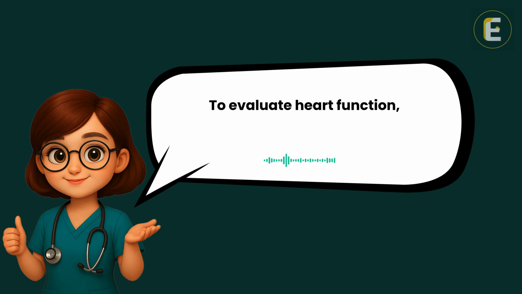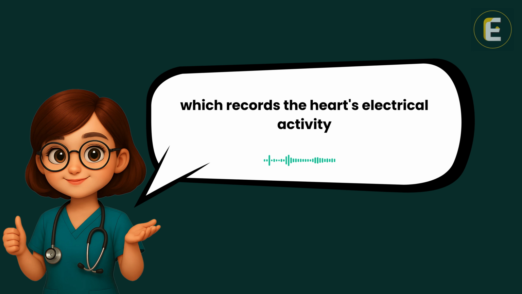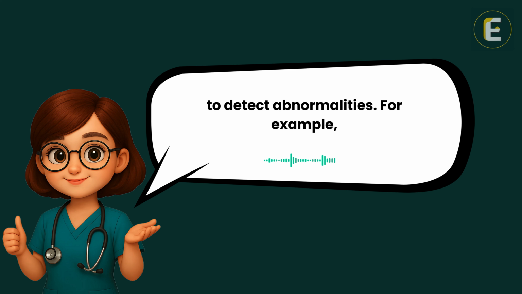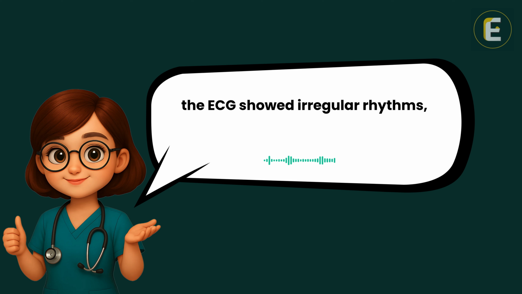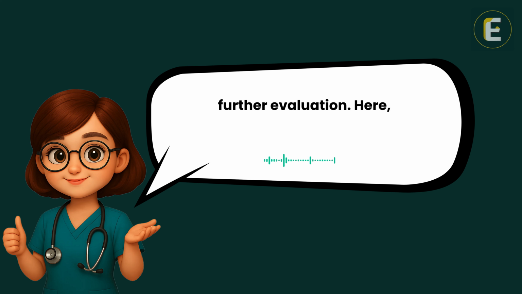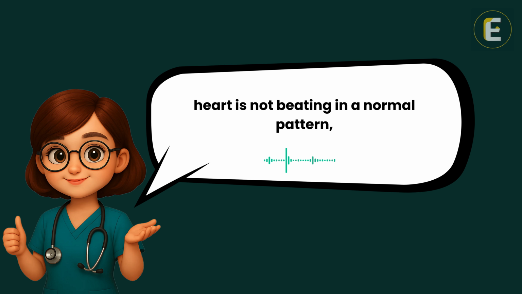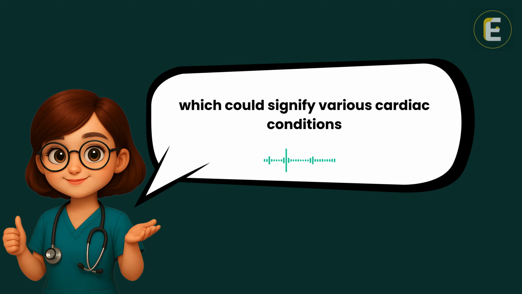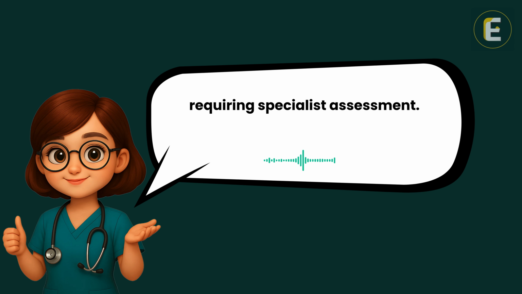To evaluate heart function, you'll frequently use an electrocardiogram, ECG or EKG, which records the heart's electrical activity to detect abnormalities. For example, the ECG showed irregular rhythms, so we're referring him to a cardiologist for further evaluation. Here, irregular rhythms indicates that the heart is not beating in a normal pattern, which could signify various cardiac conditions requiring specialist assessment.